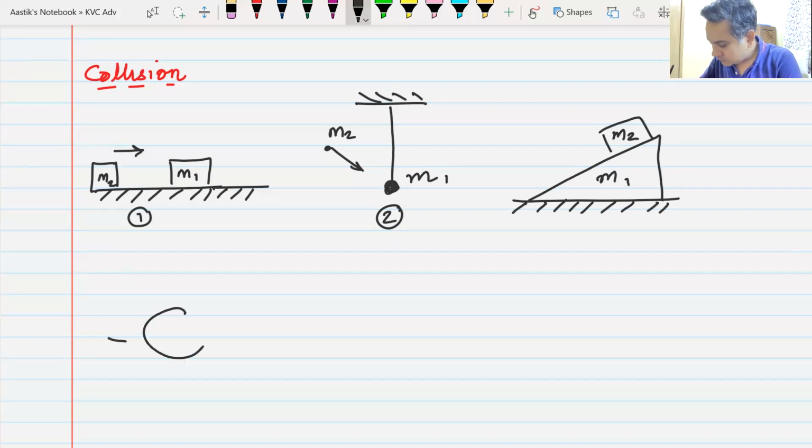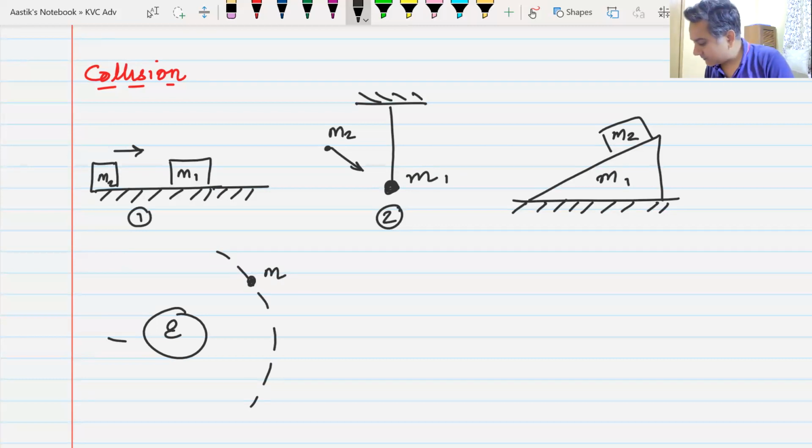Then this is earth and this is moon, and moon is moving around the earth in a circular orbit. We know this. Case number 4.